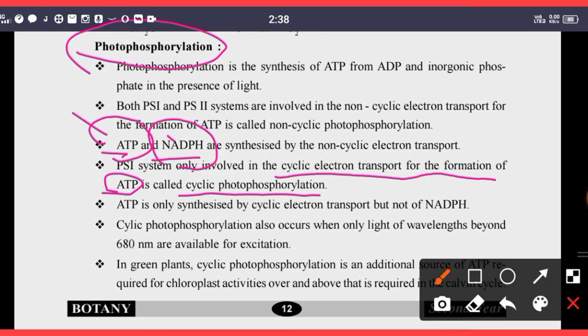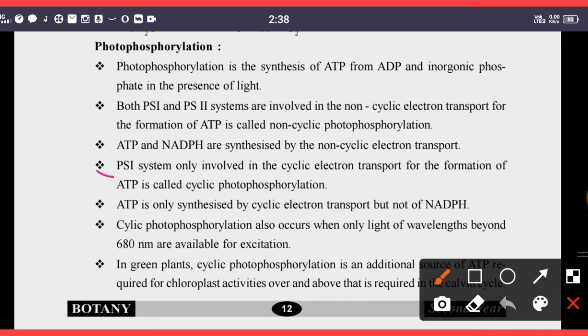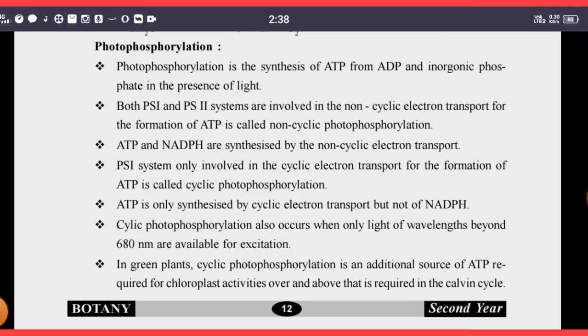Whereas in cyclic photophosphorylation, only PS1 participates, hence only ATP is formed. ATP is synthesized by the cyclic electron transport but not NADPH. Cyclic photophosphorylation also occurs when light of wavelength beyond 680 nanometers is available for excitation. In green plants, cyclic photophosphorylation is an additional source of ATP required by the chloroplast over and above that required in the Calvin cycle.